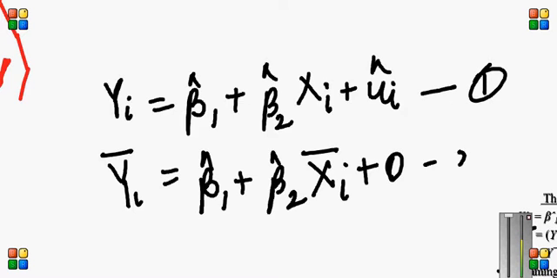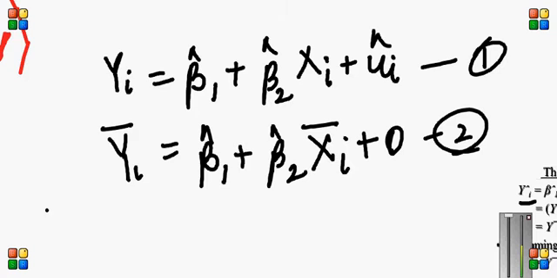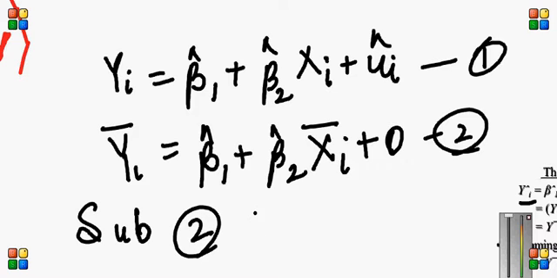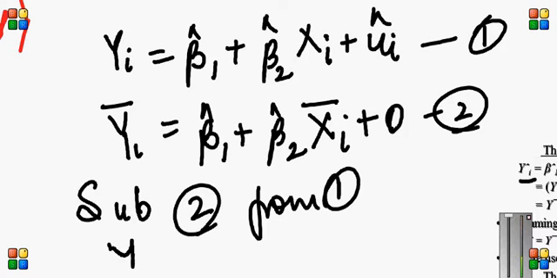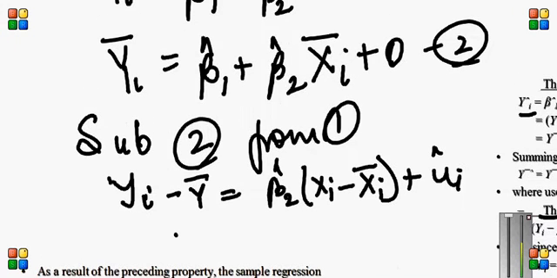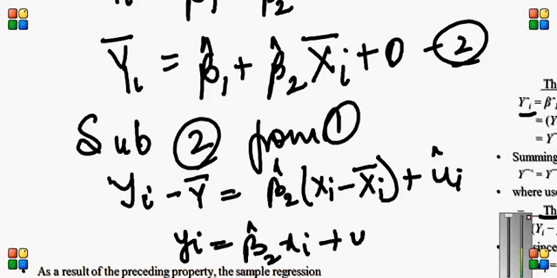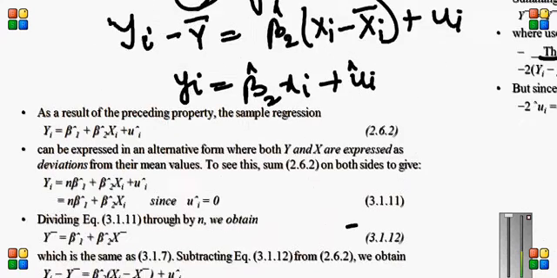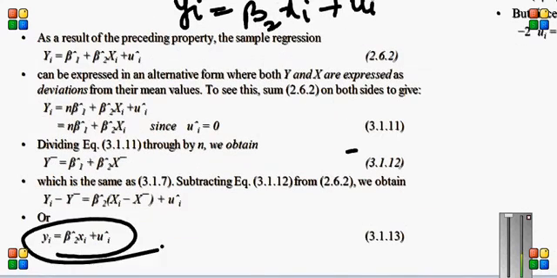So if I name this as equation 1 and this as equation 2, and I subtract 2 from 1, we get yi minus yi bar is equal to, so this becomes 0, beta 2 xi minus xi bar plus ui hat. So this becomes small yi is equal to beta 2 hat small xi plus ui hat. So this is called the deviation form that you might see in the book.